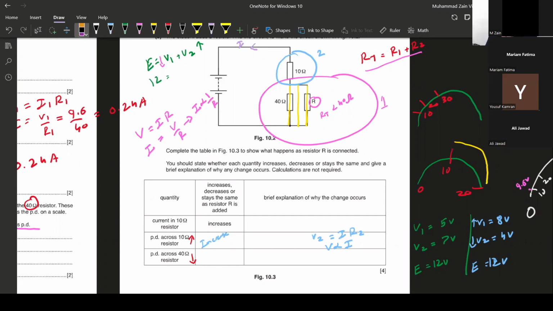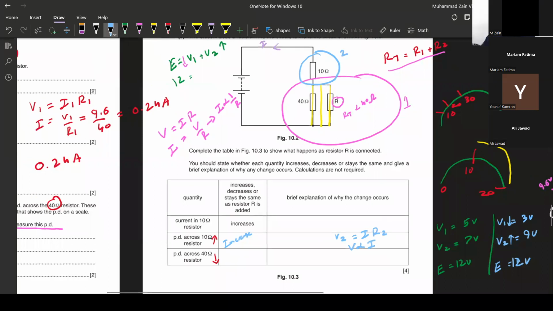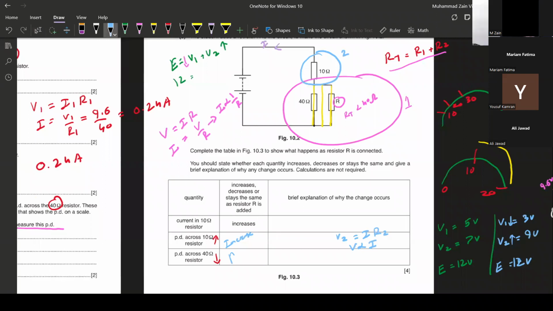Sorry, by the way, I messed this up a little bit. V2 has increased right now. So V2 has increased from 7 volts to, let's say, 9 volts. So obviously V1 would decrease and it would become something less, 3 volts for example. So that's what happened, and that's why the answer for this would be decrease. And the reasoning would be because the total PD remains the same, and it has increased across the 10 ohm resistor.